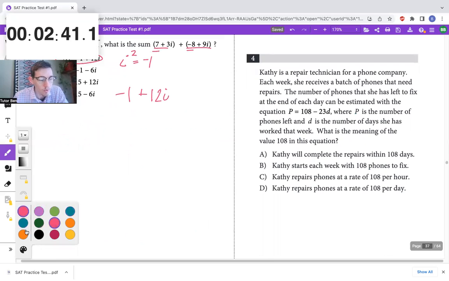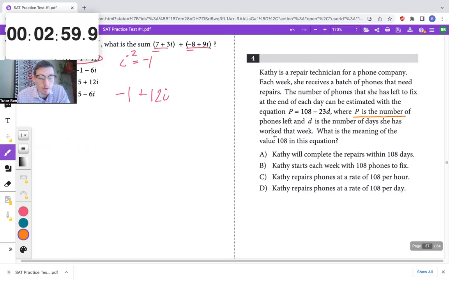Here, Kathy is a repair technician for a phone company. Each week, she receives a batch of phones that need repairs. The number of phones that she has left to fix at the end of the day can be estimated with the equation P equals 108 minus 23D, where P is the number of phones left and D is the number of days she has worked that week. What is the meaning of the value of 108 in this equation?